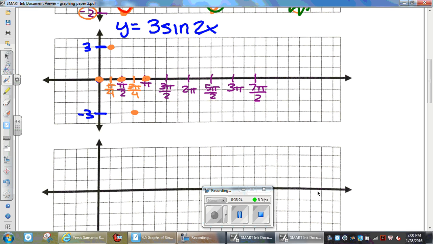Now your graph will look like this. Did I mess up? Yeah. Sorry, Mia. I won't do it again. So again.